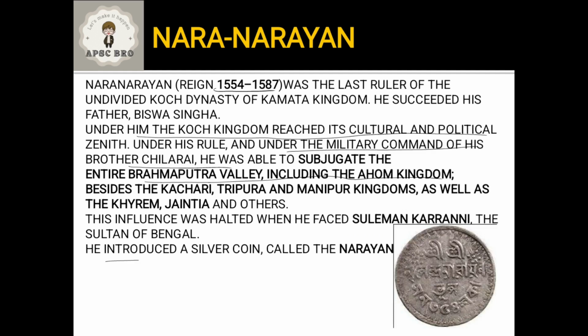They introduced a silver coin named Narayani. This is the picture of that coin. Their advanced warfare only halted when they attacked Suleiman Karani, the Sultan of Bengal. Okay.